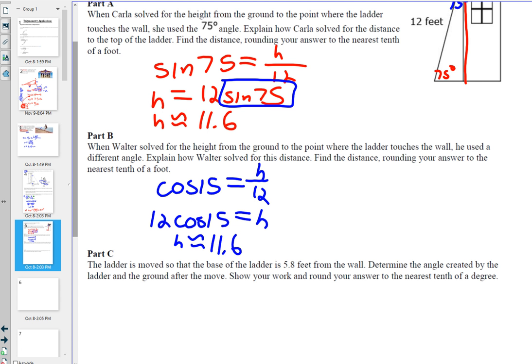So the ladder is moved so that the base of the ladder is 5.8 feet from the wall. Determine the angle created between the ladder and the ground and show your work. Okay, so now we're going to erase all this stuff. Is the ladder changing its length? No, it's still the same ladder, but now it's moved 5.8 feet from the wall. Somebody tell me what this new angle is between the ladder and the ground and why.